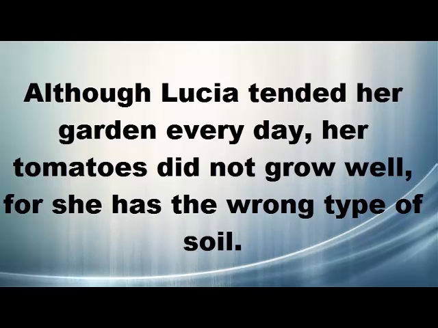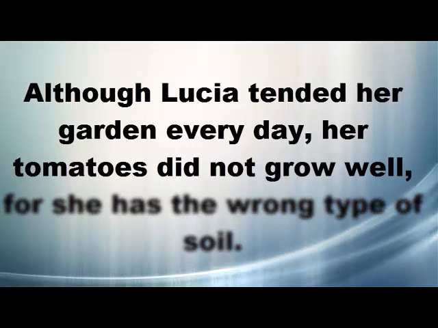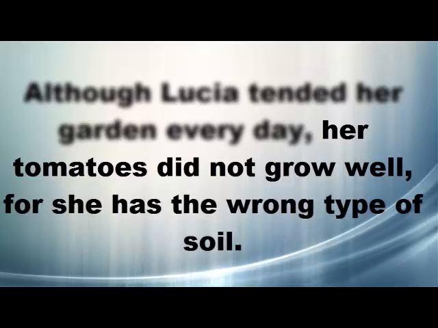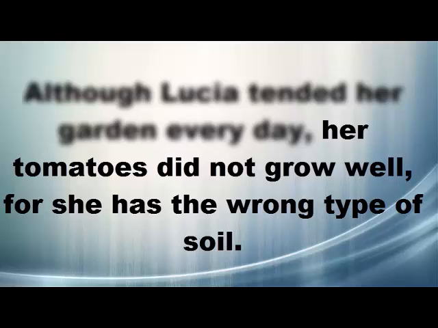Although Lucia tended her garden every day, her tomatoes did not grow well, for she has the wrong type of soil. This sentence has the elements of a complex sentence. Although Lucia tended her garden every day, her tomatoes did not grow well. And it has the elements of a compound sentence. Her tomatoes did not grow well, for she has the wrong type of soil.